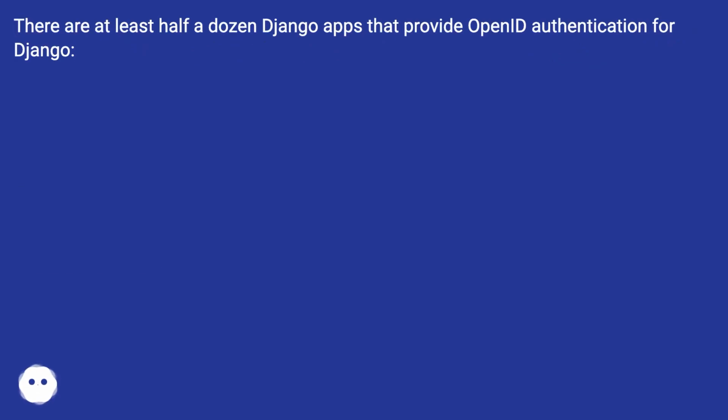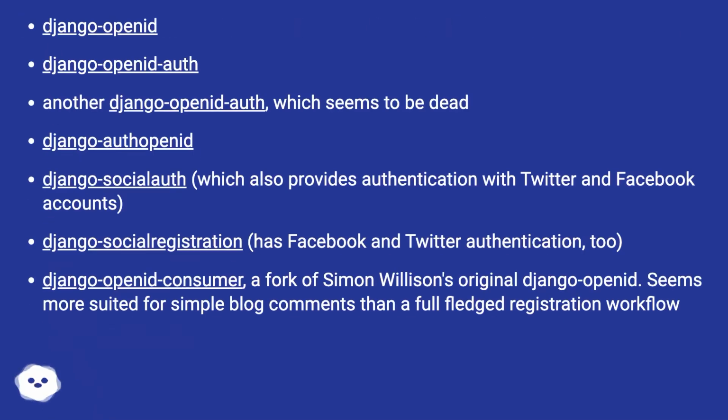There are at least half a dozen Django apps that provide OpenID authentication for Django. Django OpenID, Django OpenID Auth, another Django OpenID Auth, which seems to be dead, Django AuthOpenID, Django Social Auth, which also provides authentication with Twitter and Facebook accounts, Django Social Registration, which has Facebook and Twitter authentication. Django OpenID Consumer, a fork of Simon Willison's original Django OpenID, seems more suited for simple blog comments than a full-fledged registration workflow. Django Social Auth.